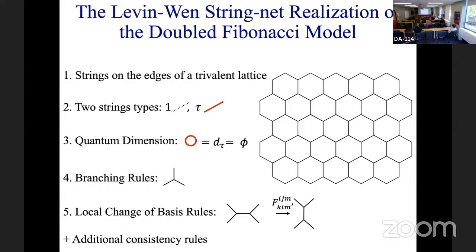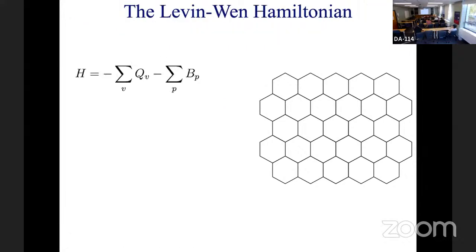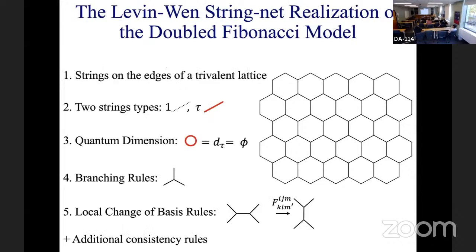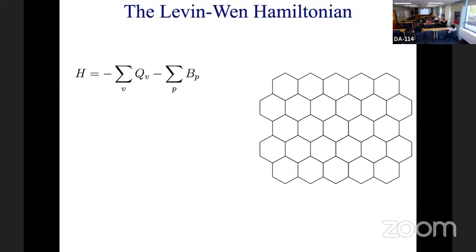And then there are also additional consistency rules concerning these F and D values, which I will not get into, but it is there for completeness. So now let's look at this model a bit more carefully. Actually, I should say, the space of these strings with these branching rules defines a Hilbert space. And so you can define a Hamiltonian on this Hilbert space.